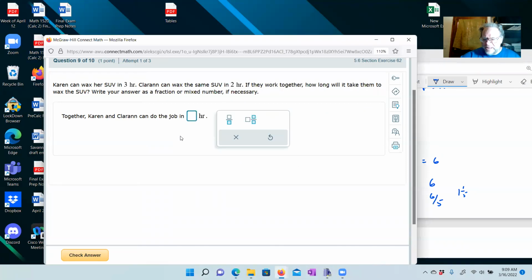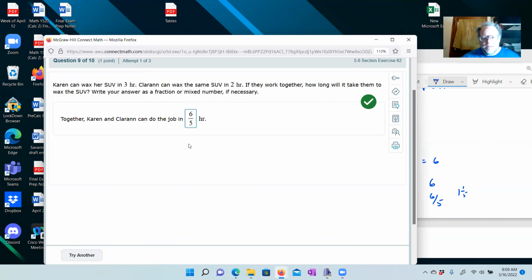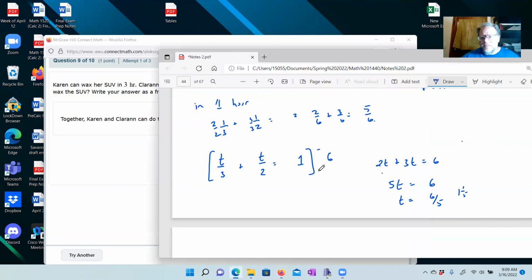So this is going to be 6 over 5. Which answer is a fraction or a mixed number? I wonder if they'll take 6/5. Oh, they did. Okay. So that's how you do that kind of problem. You just put t over the amount of time it's going to take, t over the amount of time it's going to take, is equal to 1 whole job.